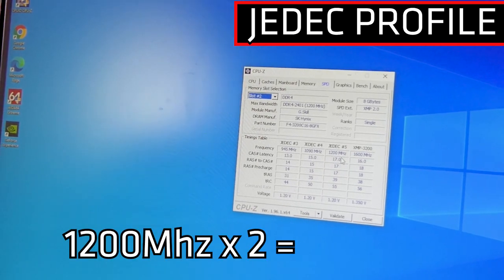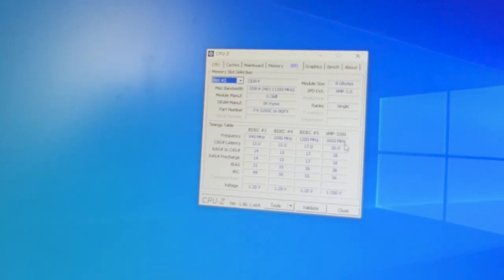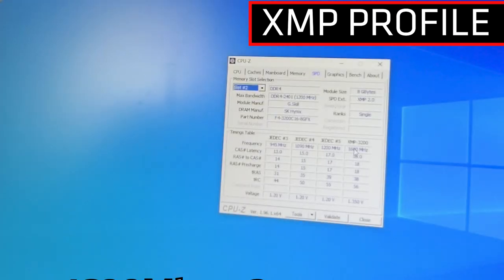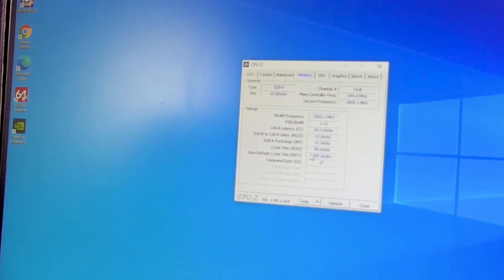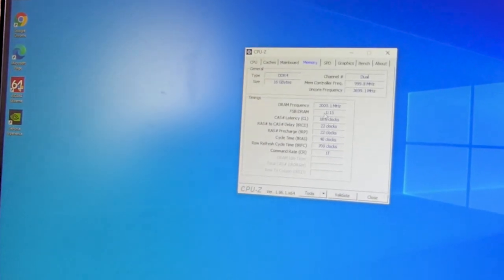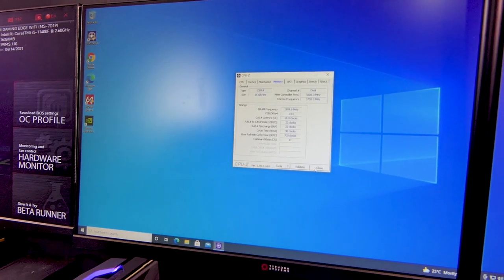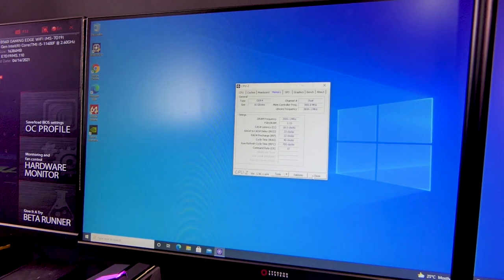So 1200 times 2, 2400. Then you see this is the XMP profile. That means if you enable XMP, this is what you're going to get: 1.35 volts, 1600 times 2, 3200, CL16. If you come to here, however, you'll see that it's actually now 2000 MHz DRAM frequency times 2, 4000. So getting into Windows for you to be able to see this is one thing.